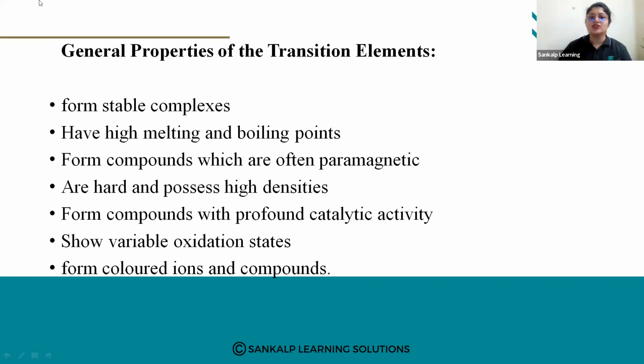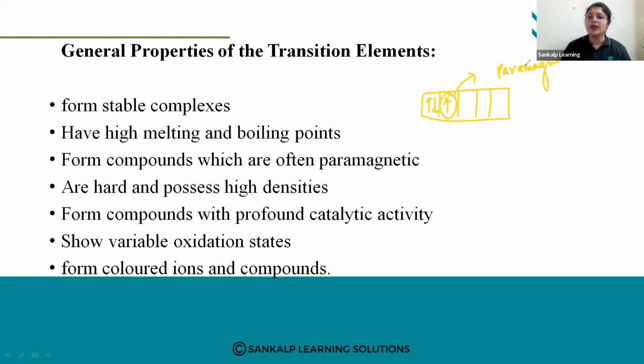transition elements. So they are often paramagnetic. What do you mean by paramagnetic? Paramagnetic means they have unpaired electrons. Suppose this is an unpaired electron, so there is only one electron present, right? So this is responsible for the paramagnetic behavior.